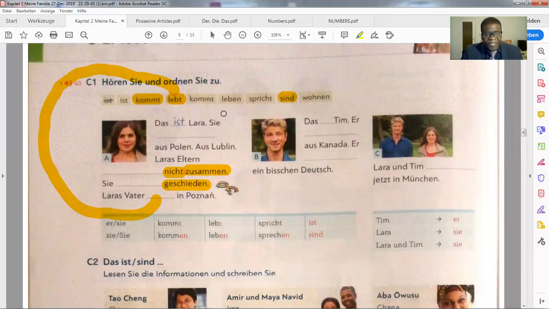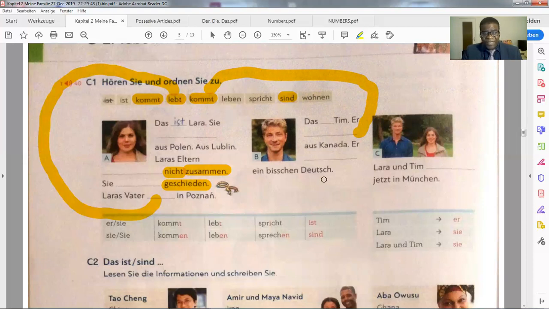Here we have already sind. Tim is alone, so it's going to be ist. Das ist Tim. Aus Canada. He comes from Canada. So we are going to use kommt here. Okay. Kommt aus Canada. You see, we are using er because we are saying he. If it was a woman, we're going to say sie, like here, we said sie.